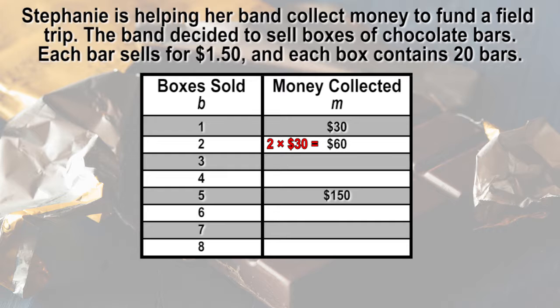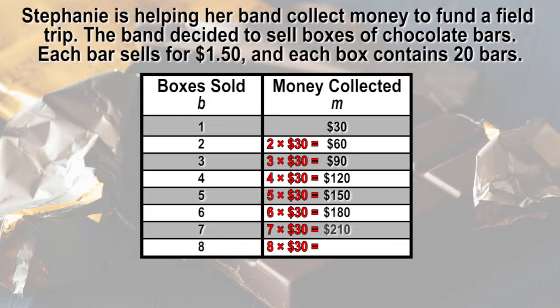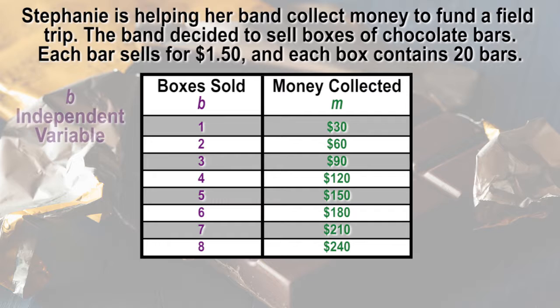Let's continue to fill in the chart each time, multiplying $30 times the number of boxes: 90, 120, 150, 180, 210, and 240. As we look at the pattern generated in the table, we can see that determining the value of the money collected, M, was dependent upon knowing the value of the number of boxes, B. Therefore, B is the independent variable and M is the dependent variable.